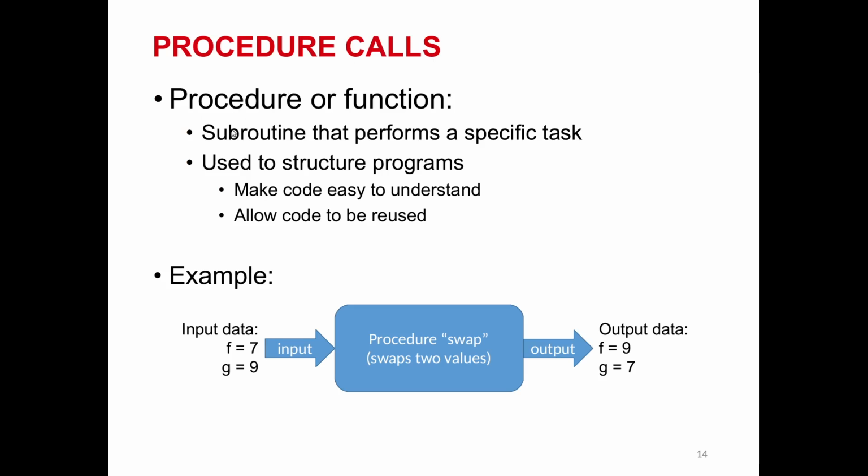What is a procedure? A procedure, or function, is a subroutine that performs a specific task. It is used to structure programs, and it makes the code easy to understand, and it allows the code to be reused. You can, for example, write a procedure called swap, and you store it somewhere in your memory.